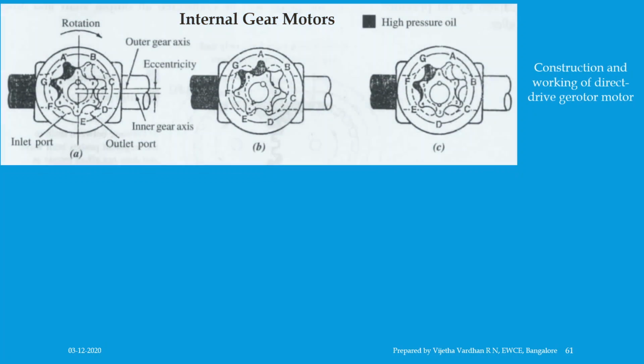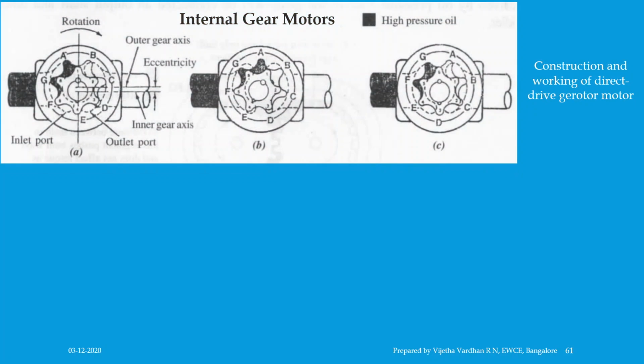Coming to the internal gear motors. In case of internal gear motors, one of the gears with external teeth meshes internally with another gear having internal teeth. This internal teeth gear is called the annular gear. There are two types of internal gear motors: basically, direct drive gerotor motors and orbiting gerotor motors. We will discuss each one of them.